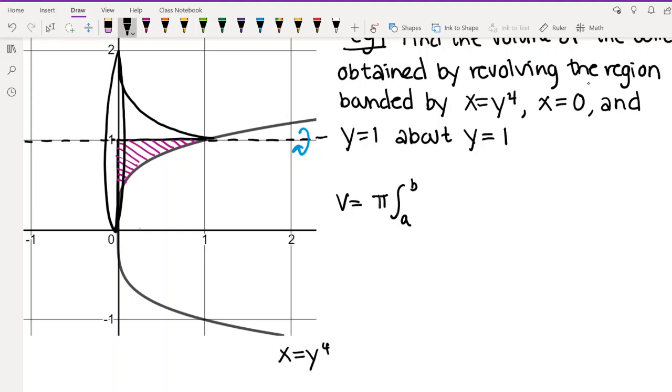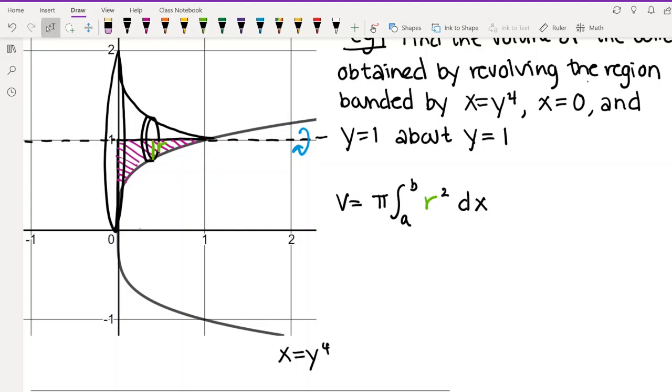So we have pi times the integral from a to b. We're going to want r squared. And we're integrating with respect to x, right? Because we're revolving around a horizontal line. And if you were to draw a sample slice here, the thickness of this slice would be dx, right? Not dy, because it's a horizontal thickness. Okay, so what is going to be the radius in this case? So let me label this with r.